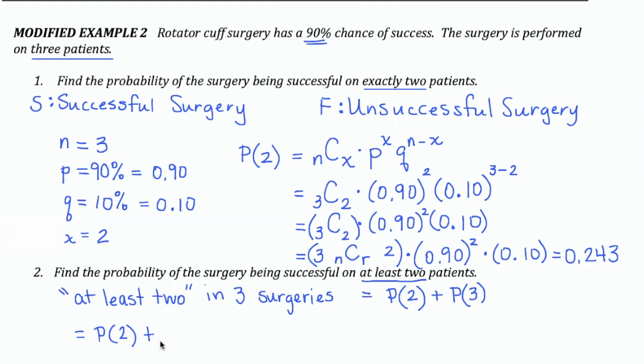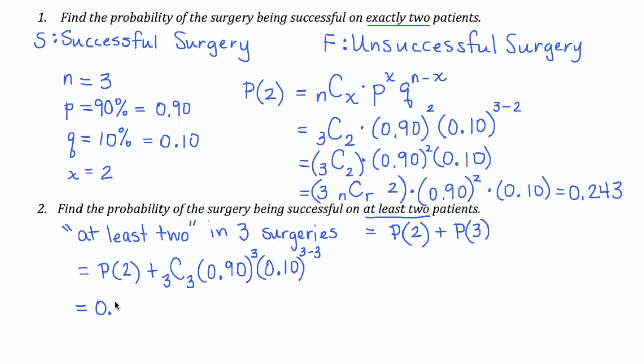So that would look like 3C3, probability of success with the number of successes you want as the exponent, times the probability of failure, and the exponent here is supposed to be 3 take away 3. As we said before, P of 2 is 0.243.